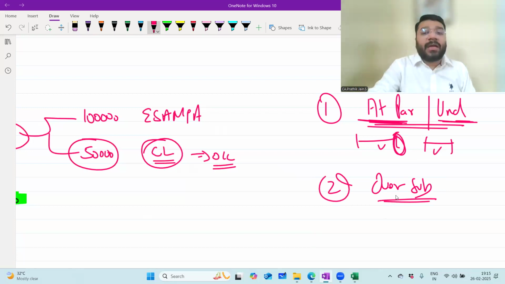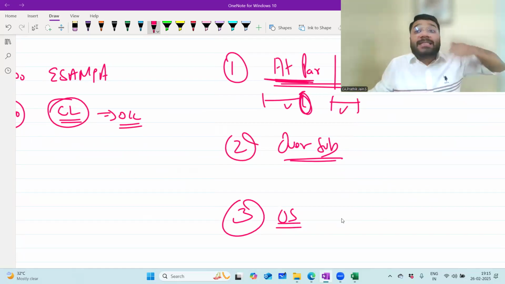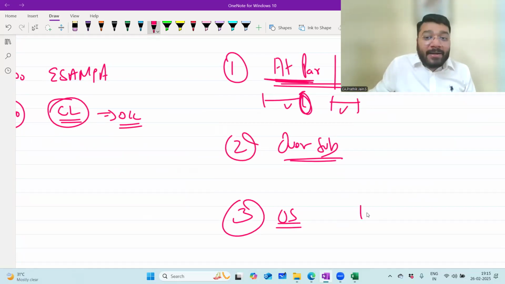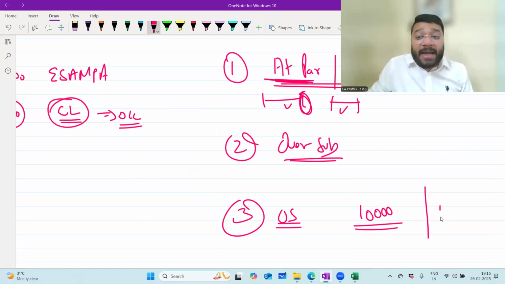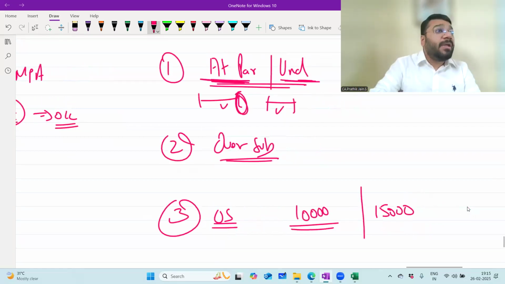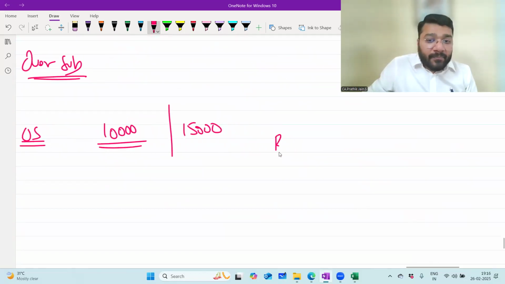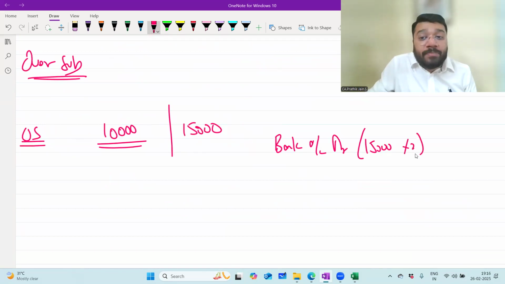Clear? Now I'm talking about another scenario in over subscription where you are doing the installment option. 10,000 shares you offered to the public. How many shares have been applied? 15,000 shares have been applied. How much money do you want at the application stage? Only 2 rupees at the application stage. So now, what will be the entry for this stage? Bank account debit, 15,000 shares into 2 rupees, which is 30,000.